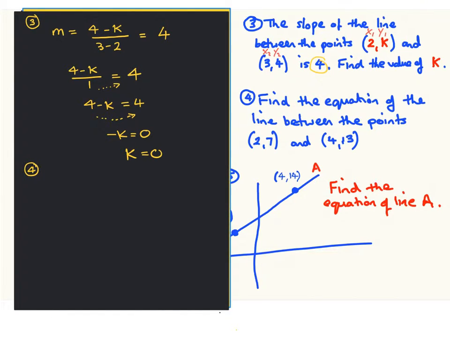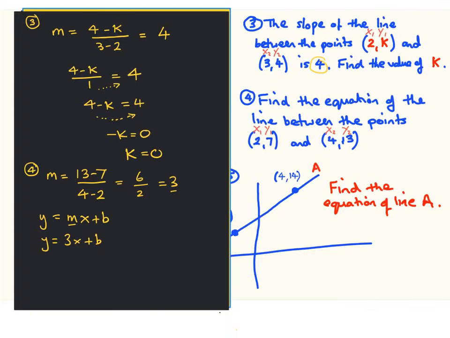Question 4. Find the equation of the line through the points 2, 7 and 4, 13. Let's just put these in as x1, y1, x2, y2 as we did before. So we know the slope of this line is y2 minus y1, 13 minus 7, over x2 minus x1, 4 minus 2. 6 over 2 equals 3. Now from the video, that answer goes into this equation, y equals mx plus b, and the m is what we found here, 3. So that substitutes for that, 3x plus b.